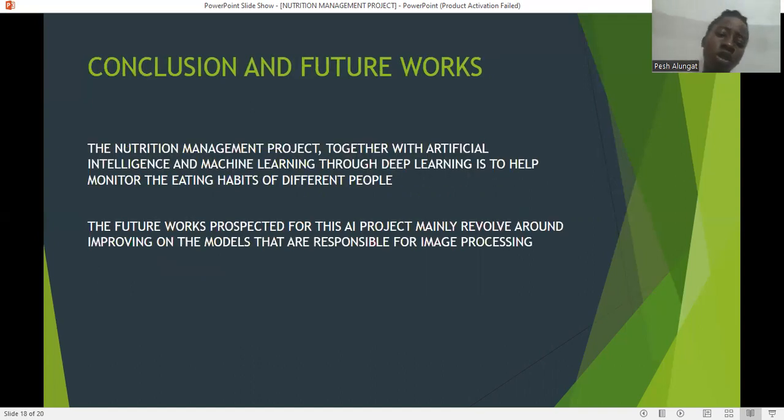So the conclusion: the nutrition management project together with artificial intelligence and machine learning through deep learning is to help monitor the eating habits of different people. The future works, we shall have to improve on the image processing because it's still an issue to the system.